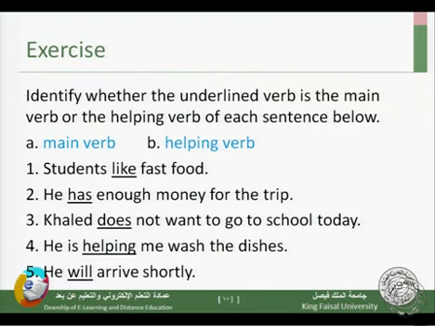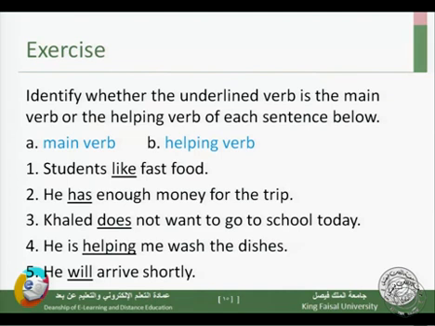Number 2, he has enough money for the trip. If you remember, we said has can function as a helping verb, but is it a helping verb in this sentence? Do we have another verb here? We don't. And here it is a stative verb. It's telling us that this person has something. He has money for the trip. So here has functions as a main verb. The answer of number 2 is A.